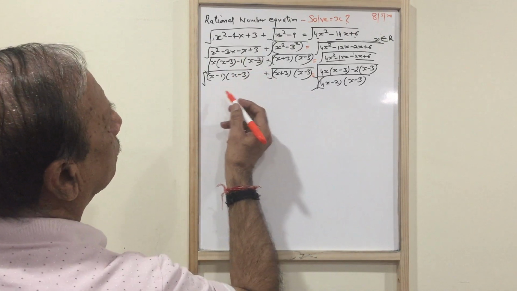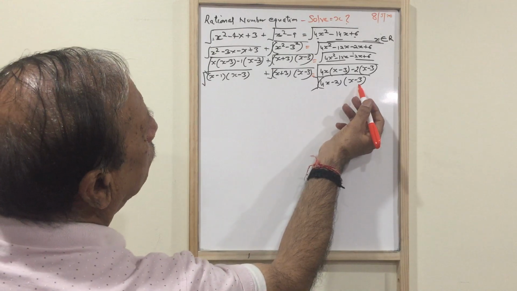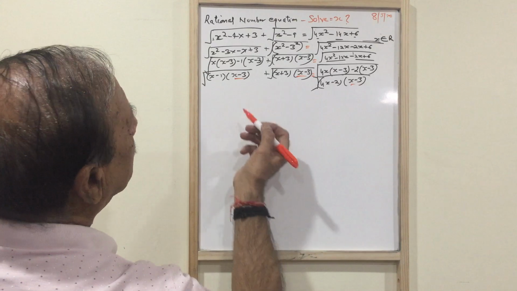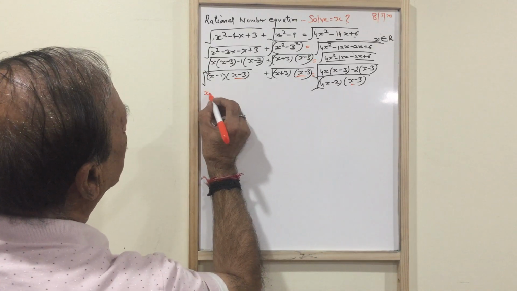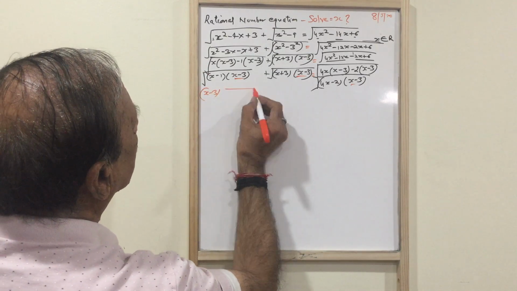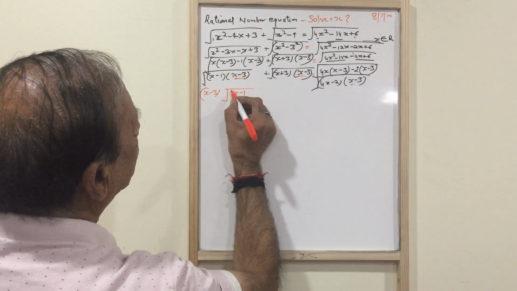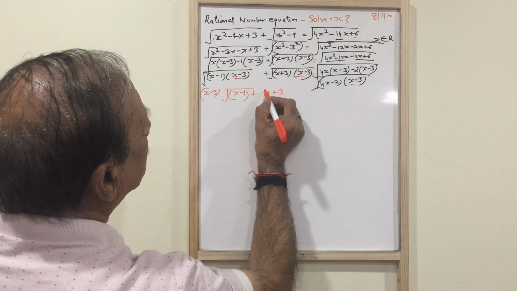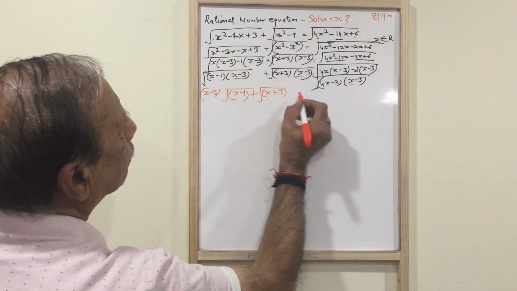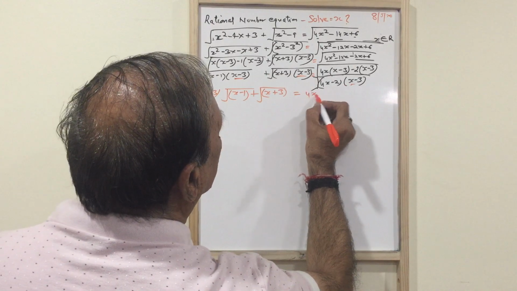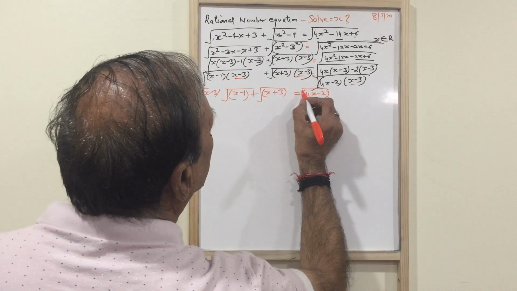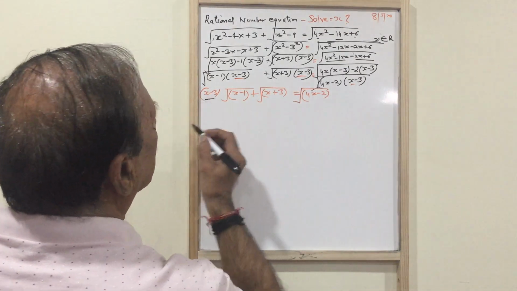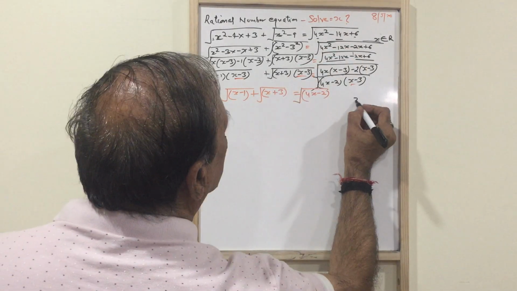Now what can we do? We can take out x minus 3, which is there in all the expressions. We take x minus 3 common. Then we are left with x minus 1 here, and here we are left with x plus 3, and on this side we are left with 4x minus 2.